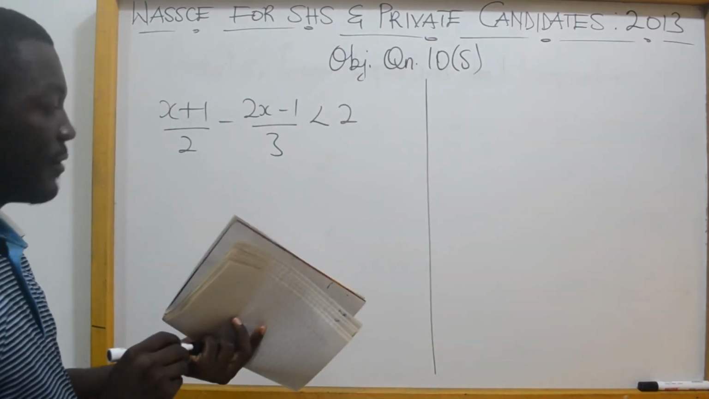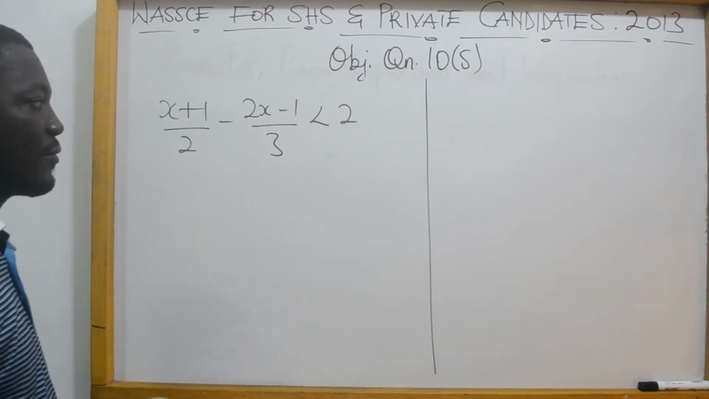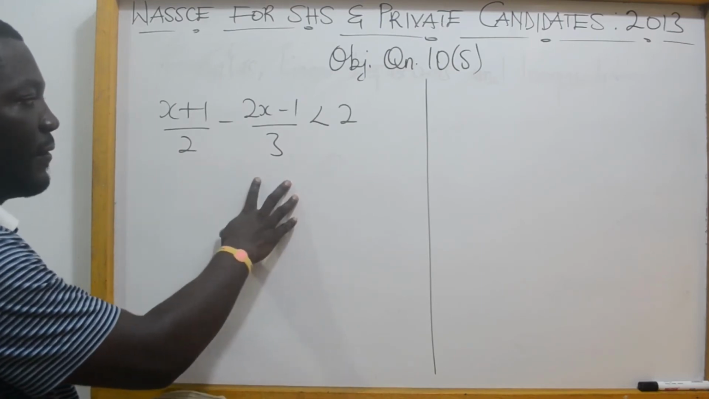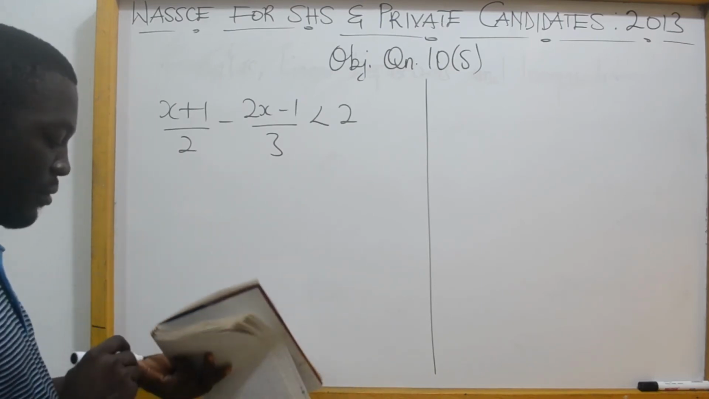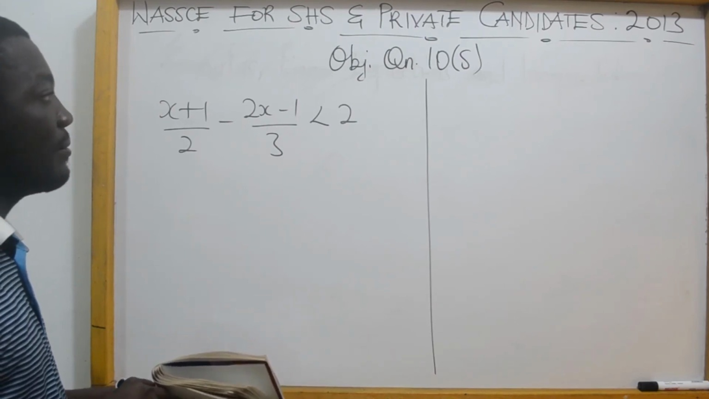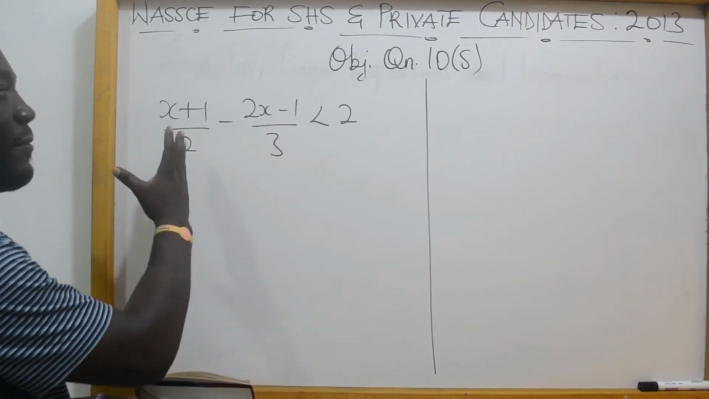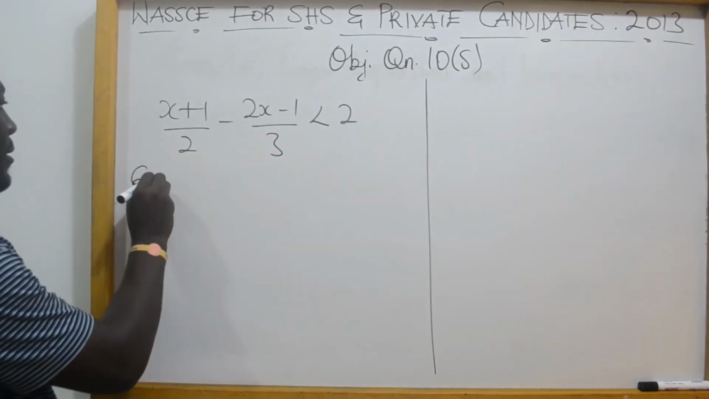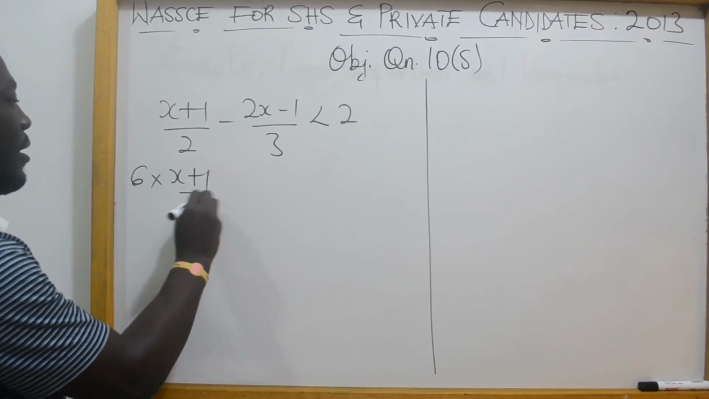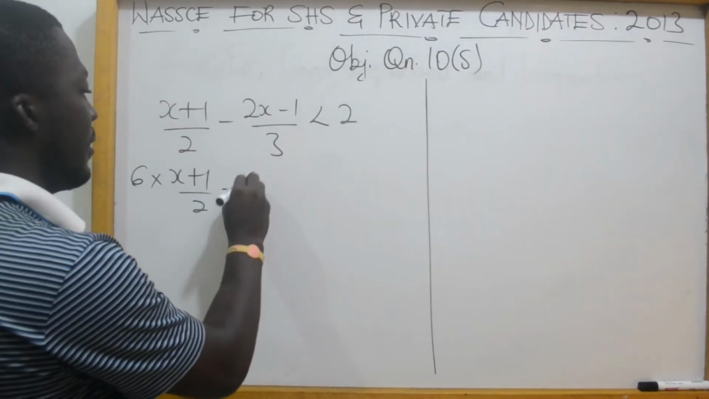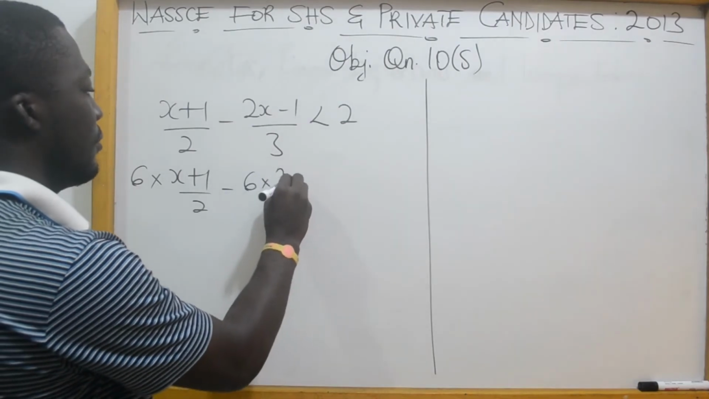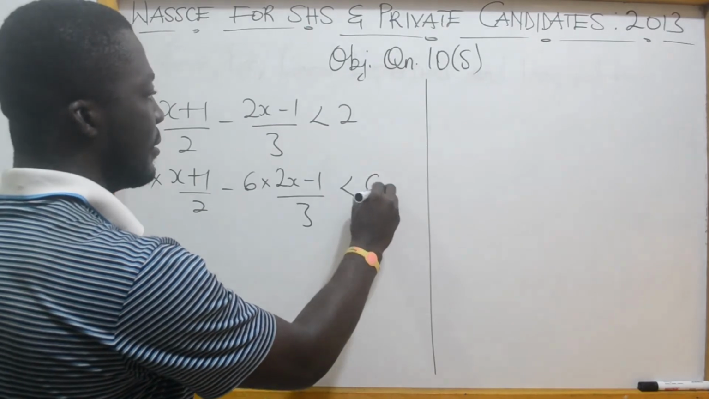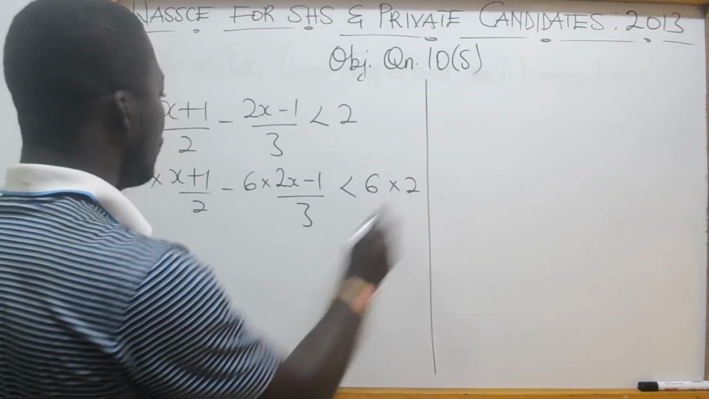So here, first of all, we look for the least common denominator or multiple. That's between 2 and 3, and it is 6. So you multiply it by the terms we have there, and we have 3 terms, 1, 2, 3. So 6 times (x + 1)/2 minus another 6 times (2x - 1)/3 less than 6 times 2.